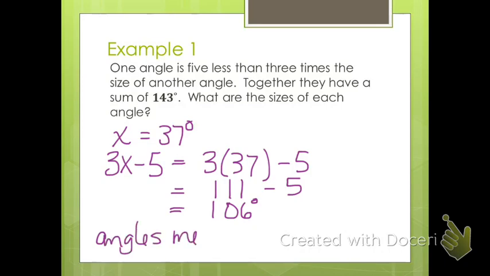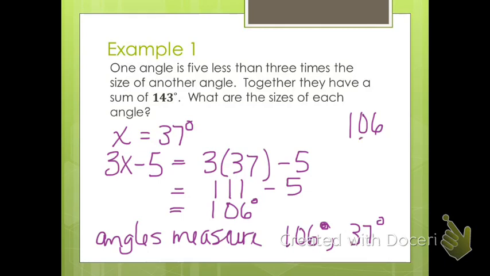So the measures of my angles are 106 degrees and 37 degrees. That's my answer. And as a double check on my algebra, I could add them together and see that they equal 143.